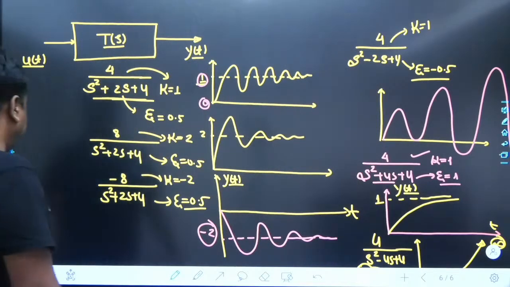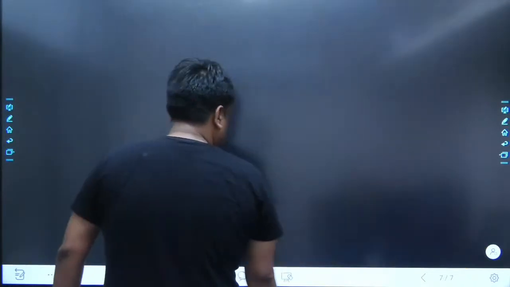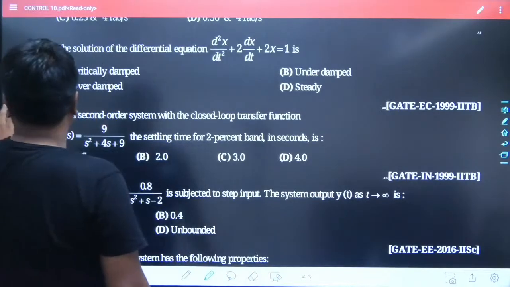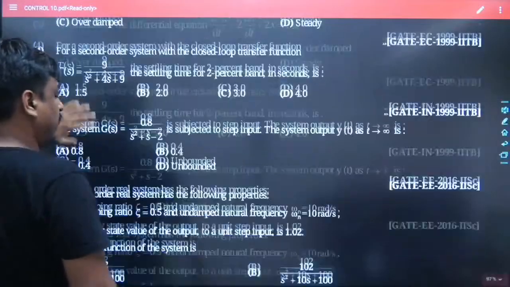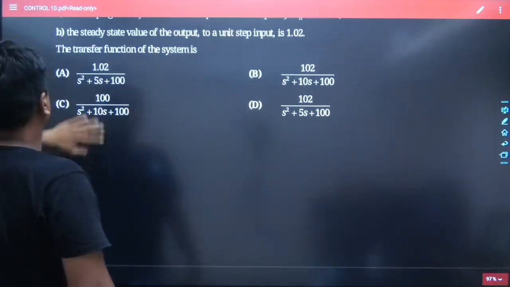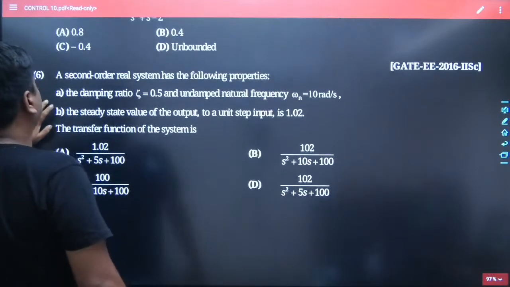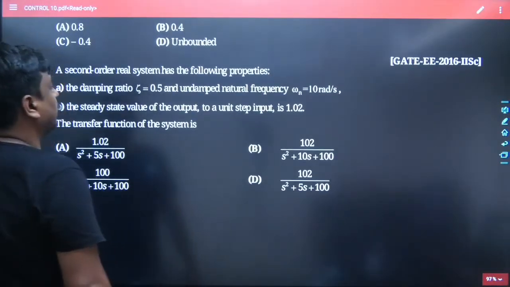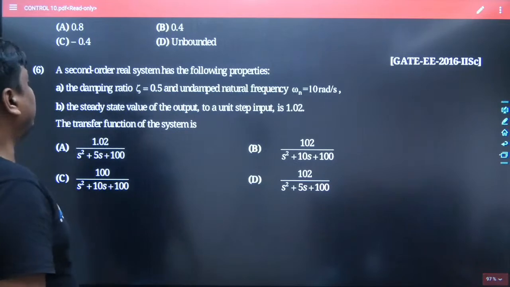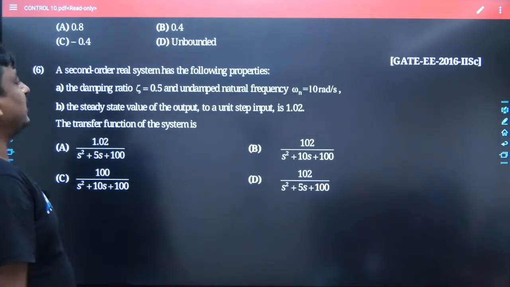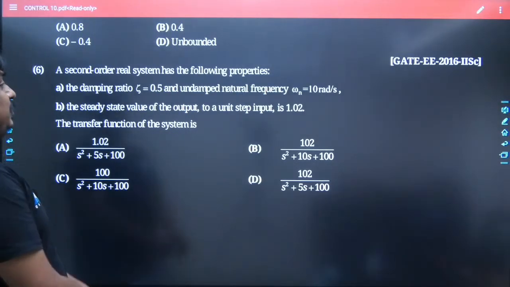Agreed, no? I think it is the right time to take the next question. So let me do one thing. Let me go back into the PDF which we have prepared for you guys and come down to the next question. Yeah, here had been the next question. The second order system has the following properties. The damping ratio zeta is 0.5 and the underdamped natural frequency of oscillation is 10.